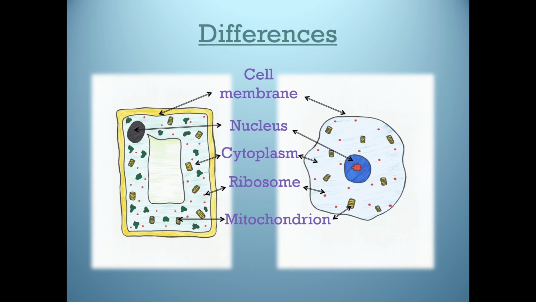Now let's take a look at the differences. There are three differences between a plant cell and an animal cell. The plant cell has a cell wall. It also contains chloroplast and has a vacuole.